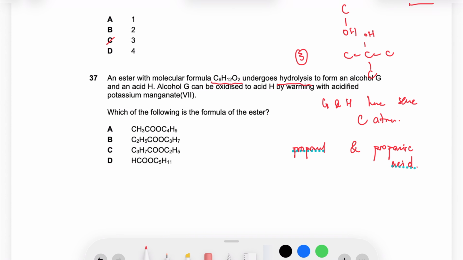So what's the formula? So this one, 4 is wrong. I think this is the correct one. So if you chop up your ester linkage, it has 3 carbon here, and then this has 3 carbon. 2 plus 1 is 3. So answer is B. Okay.